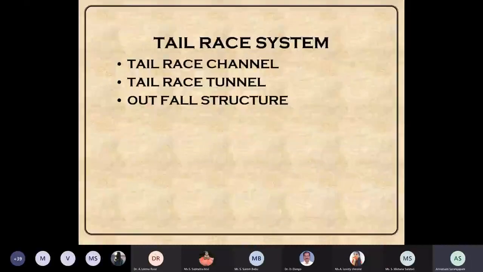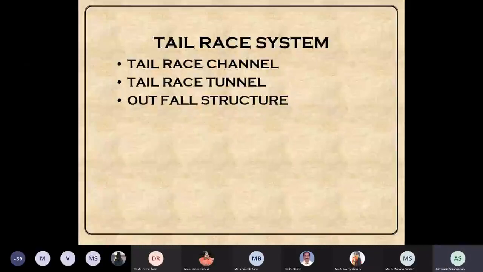And this outfall structure is nothing but, after this channel or tunnel, we will have a small concrete structure with a gate. During the flood time, the water in the river should not get back into the power house. So at that time we will put that gate. So this structure is called outfall structure.